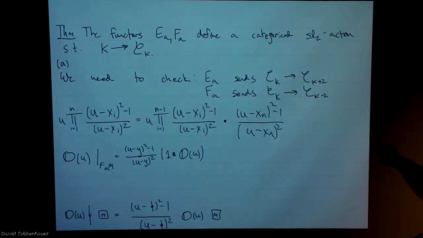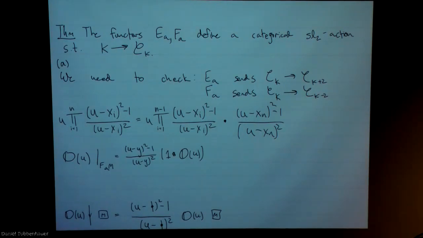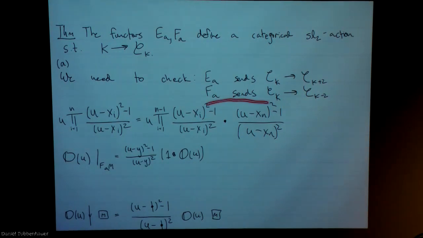So theorem, EA and FA define a categorical SL2 action where this value of K, the number of addable boxes minus the number of removable boxes, tells you the weight for this SL2. And it's always addable boxes with content A, removable boxes with content A, where content is considered modular. Okay. So what do we want to check? Well, we need to check that EA sends CK to CK plus 1, and FA sends CK to CK minus 1.